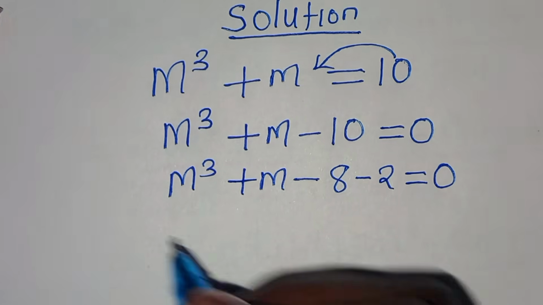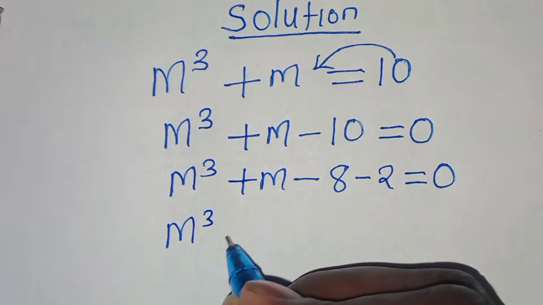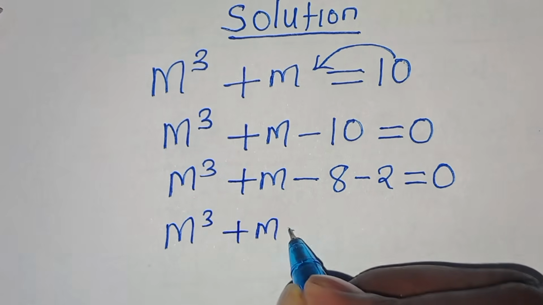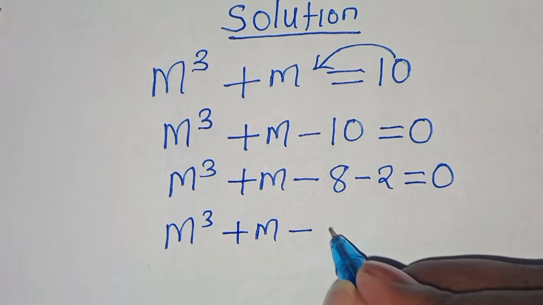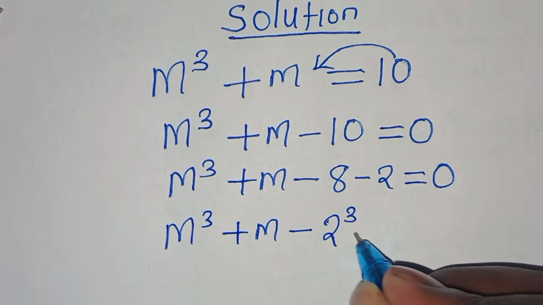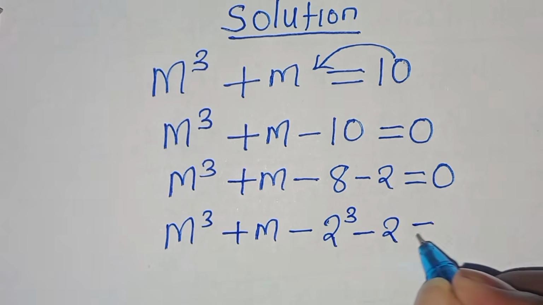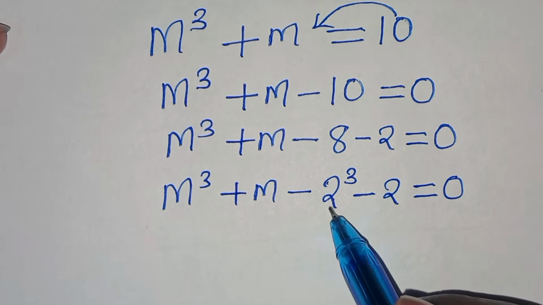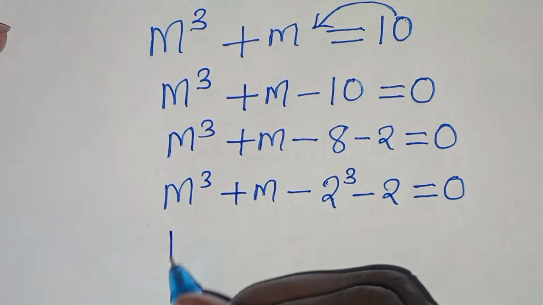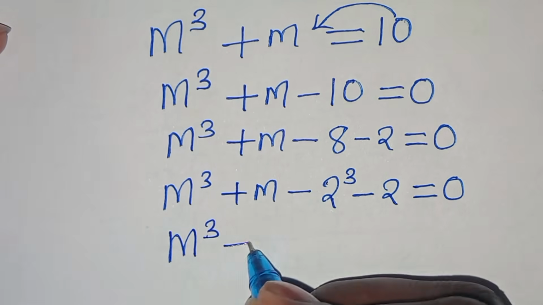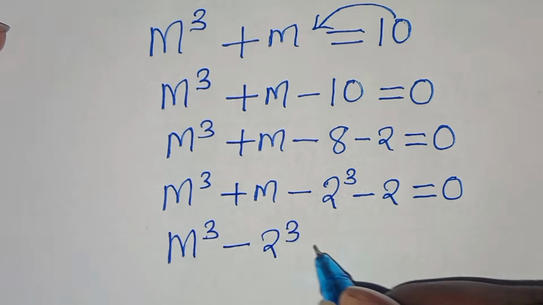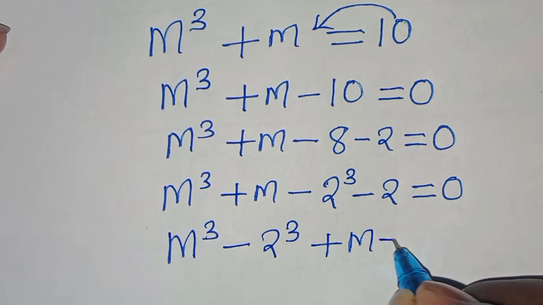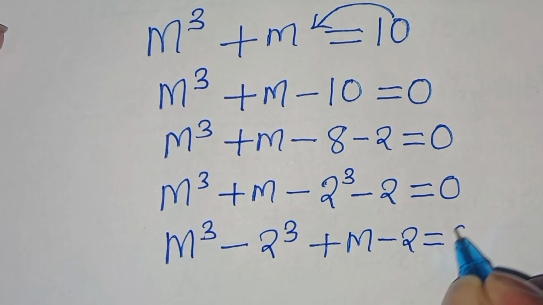So this implies that we have m to the power of 3 plus m minus 8, where we can express 8 as 2 to the power of 3, then subtract 2. This is equal to 0. Now we have m to the power of 3 and 2 to the power of 3 here. So this means we have m to the power of 3 minus 2 to the power of 3, then plus m minus 2. This is equal to 0.